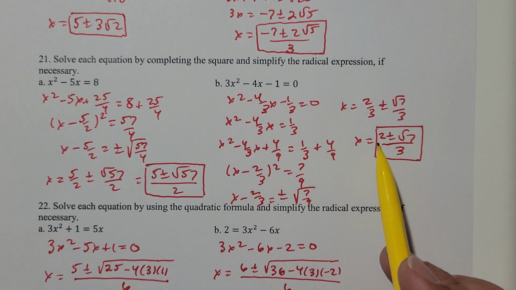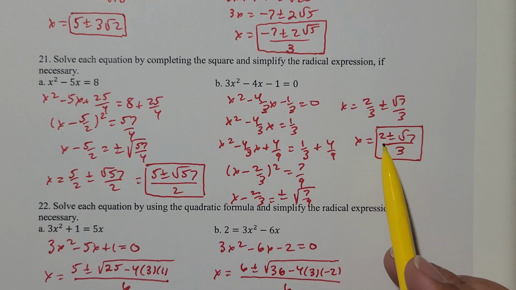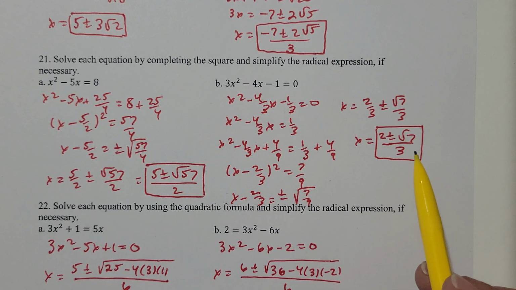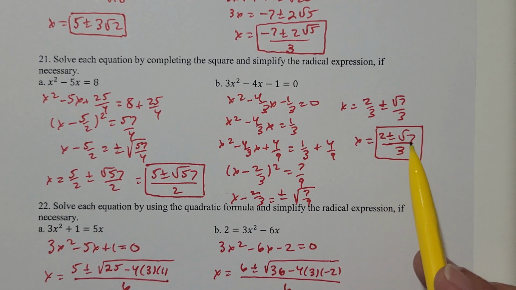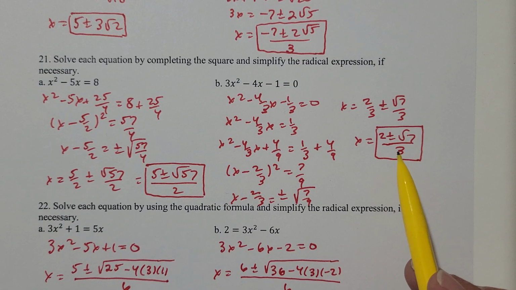So if I write that as a single fraction now, I've got 2 plus or minus root 7 all over 3. Now remember that you always have two answers whenever you're solving a quadratic. So the two numbers here would be 2 plus root 7 over 3, that's one answer, and then 2 minus root 7 all over 3, that's another answer.